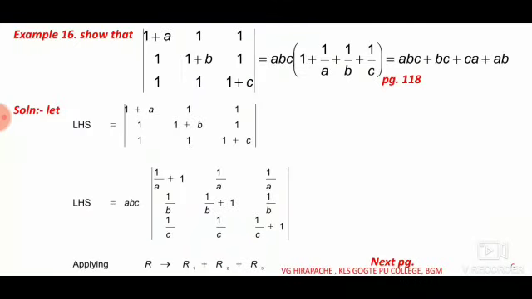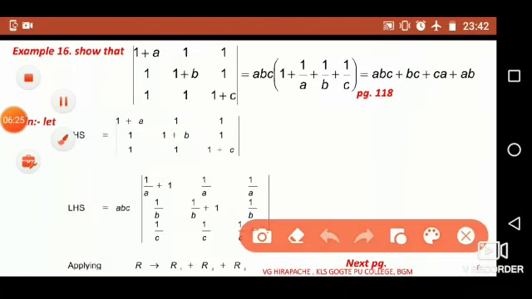My dear students, here we have one more example, which is again a solved example from the textbook, page number 118. Let us prove that the determinant with first column elements 1 plus a, 1, 1, second column elements 1, 1 plus b, 1, and third column elements 1, 1, 1 plus c, is abc into the bracket 1 plus 1 by a plus 1 by b plus 1 by c, which is equal to abc plus bc plus ca plus ab.